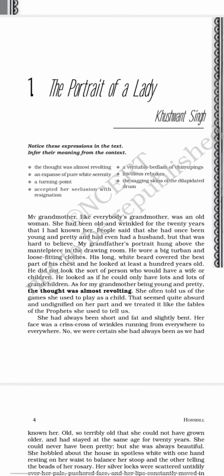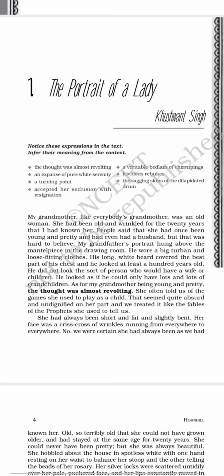My grandmother, like everybody else's grandmother, was an old woman. Obviously, she had been old and wrinkled for the 20 years that I had known her. So from when he was 0 years old till he was 20 years old, the grandma is still old. So that's what he wants us to comprehend from this, yeah?